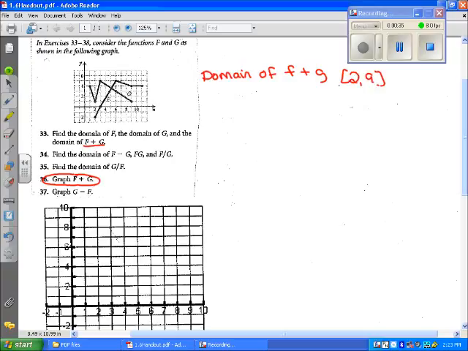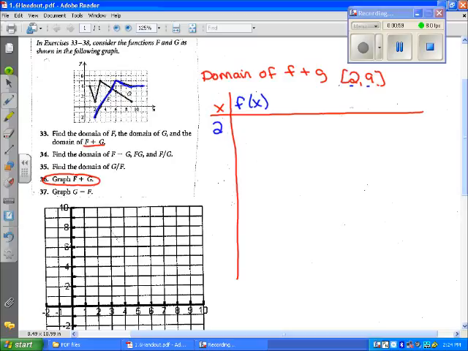Okay, now to graph f plus g of x, I'm going to make an ordered pair table here. And I'm going to do it for f of x and g of x. Let's start with f of x. Okay, here's f of x. And just remember that my values for x have to stay between 2 and 9. So I'm going to start with 2.